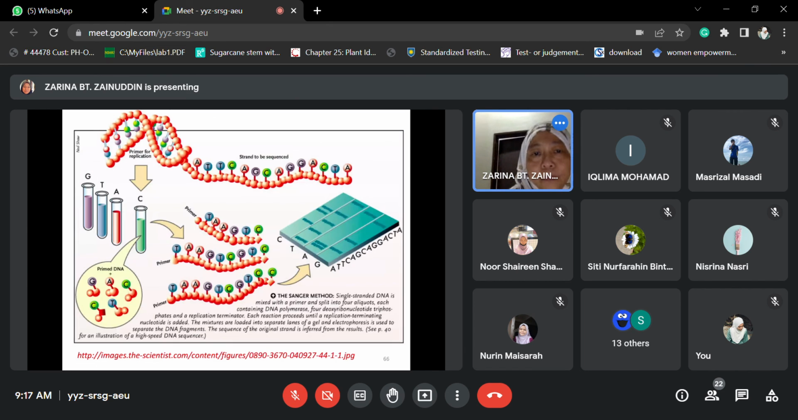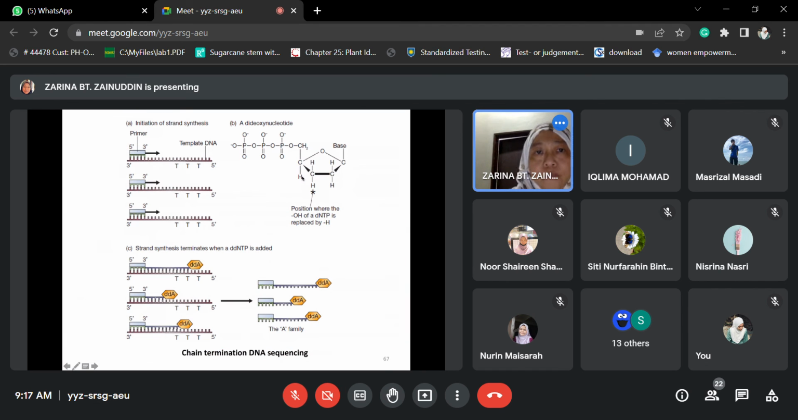Okay, so this is to show you what we need to do. You have the template strand DNA sequence that you want to sequence. Imagine this is the tube that we label as ddATP. This is what happens: you add the primer, and there are many molecules in that tube.